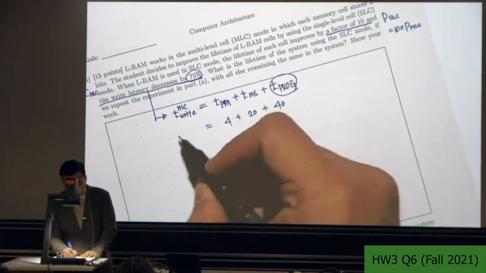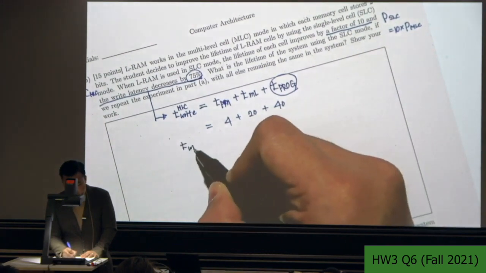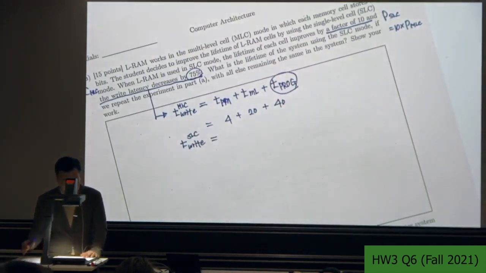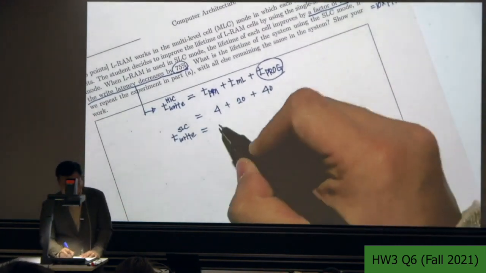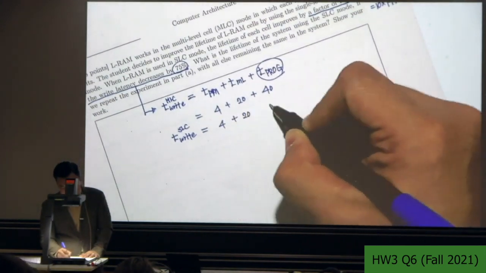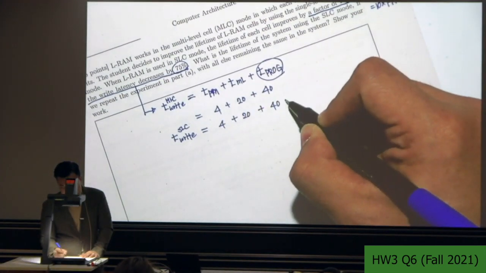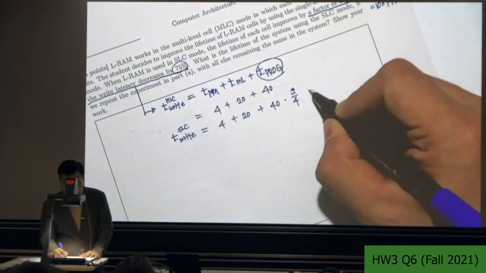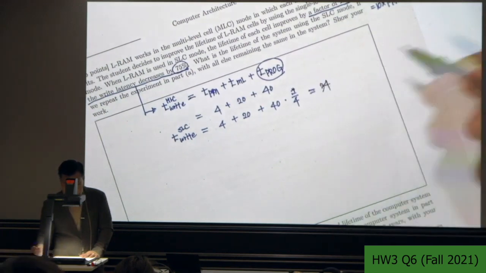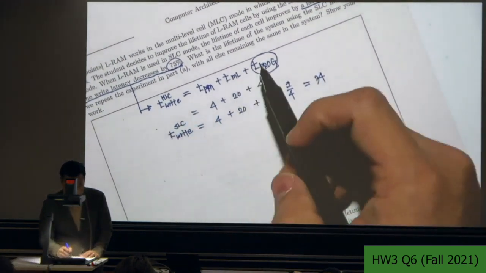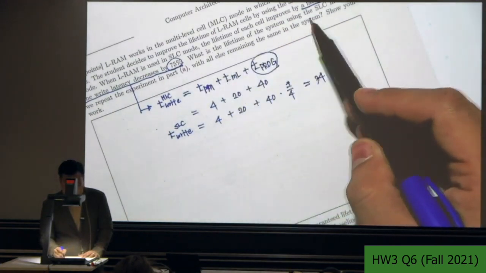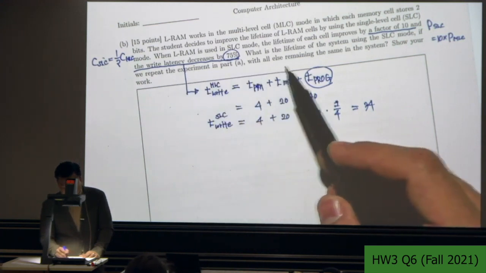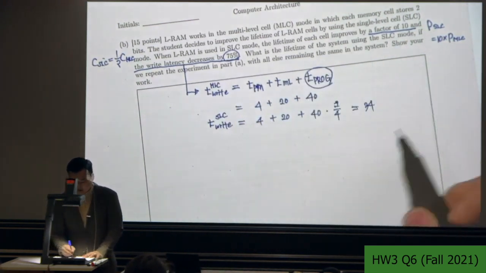So this was what it was, and so the effective write latency of SLC should be like this. Right? And what is the lifetime of the system using SLC mode if we repeat the experiment in part A with all else remaining the same in the system?